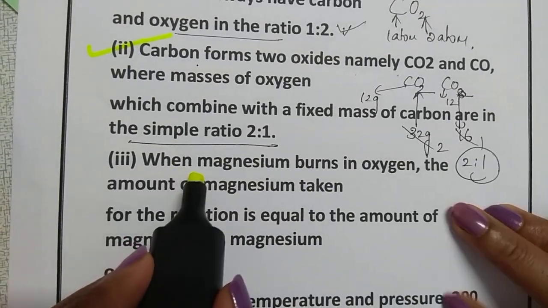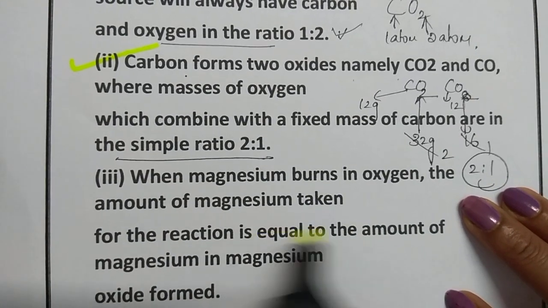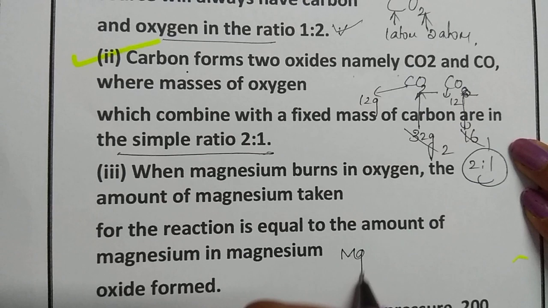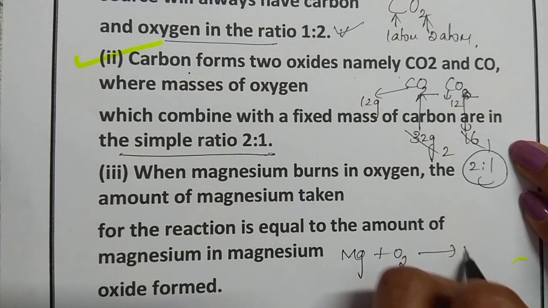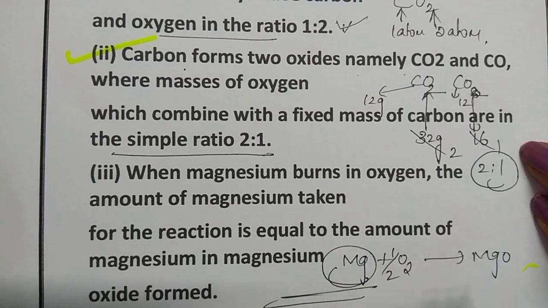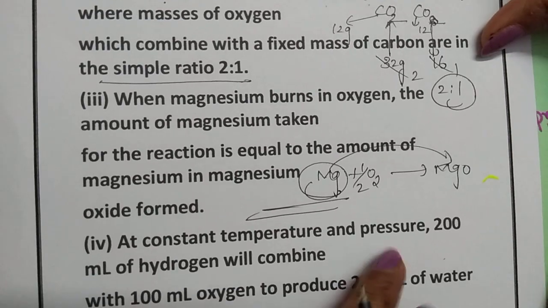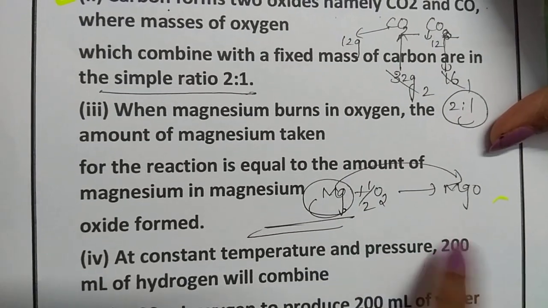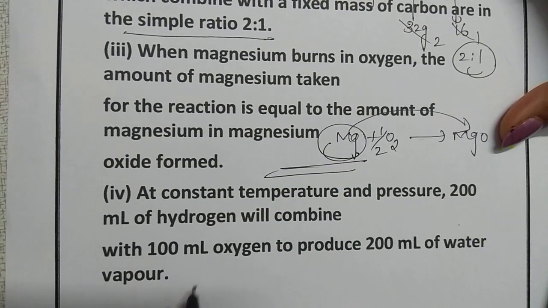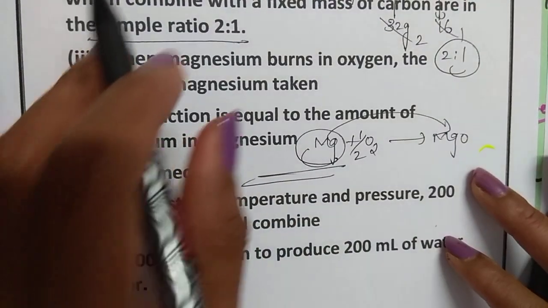And now, when magnesium burns in oxygen, the amount of magnesium taken for the reaction is equal to the amount in the product. See, when magnesium is reacting with oxygen, it forms magnesium oxide, then how much magnesium is present here, the same amount will be present there. That is the law of conservation of mass. So this is not the law of constant proportions and also not the law of multiple proportions. So your answer is the second option.